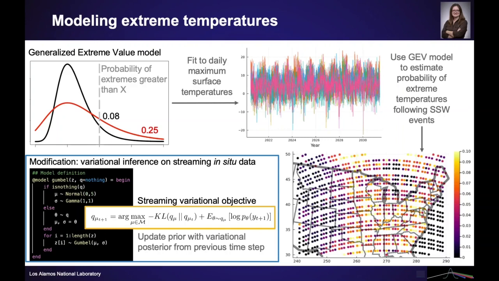We based our code on the Turing package, which allows flexible statistical modeling, but we needed to implement streaming variational inference for the in-situ setting. Briefly, the streaming method replaces an original prior over the parameters with the variational posterior distribution from the previous time step, allowing us to quickly fit our models in a streaming fashion. We anticipate that the streaming variational inference framework will enable a variety of statistical models to be used in the in-situ setting.